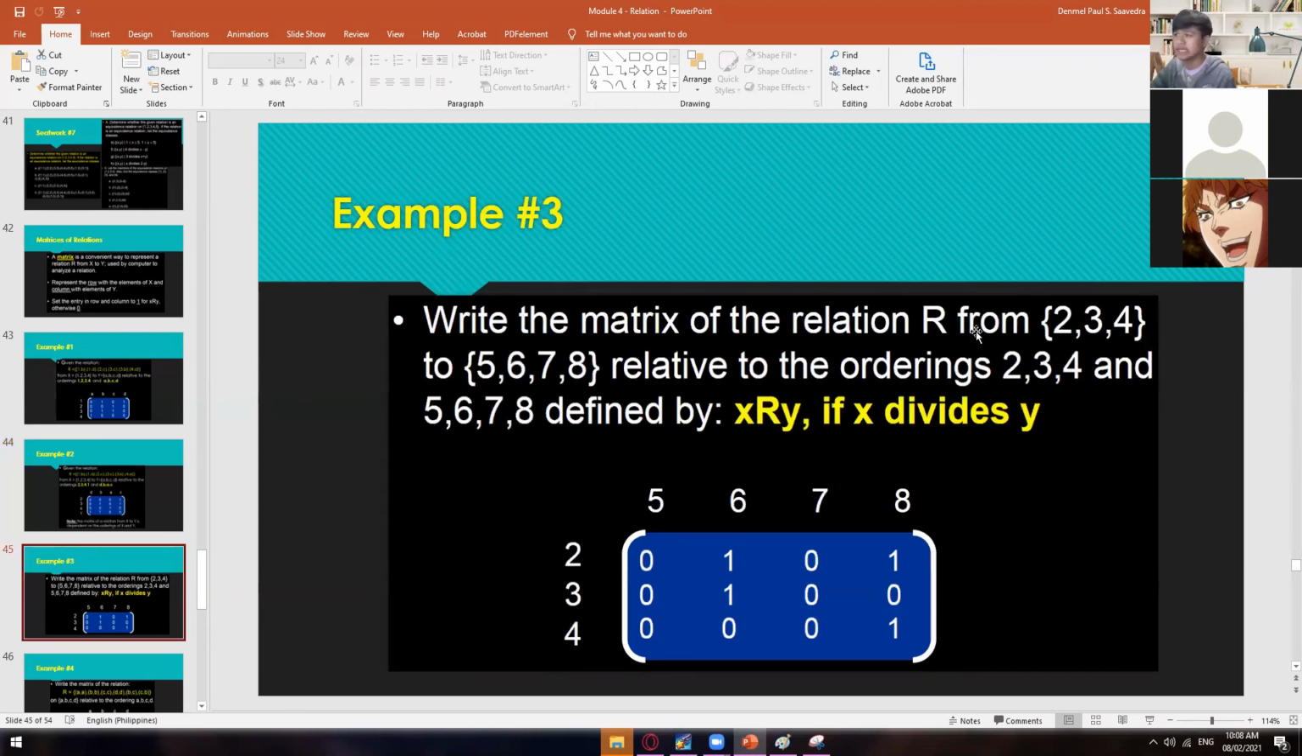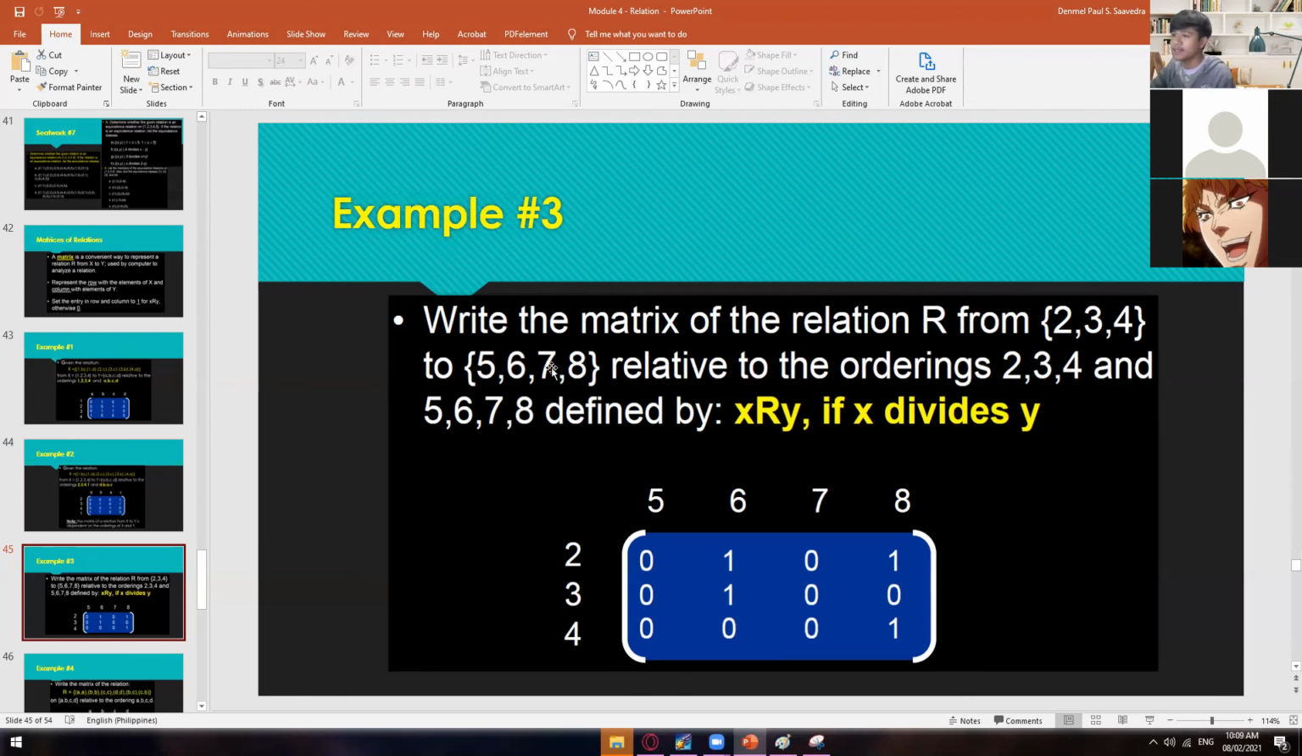Write the matrix of the relation R from 2, 3, 4 to 5, 6, 7, 8. Relative to the orderings 2, 3, 4 and then 5, 6, 7, 8, we don't have a problem with orderings, which is the same. But you have to follow this condition to come up with a list of relations: X is related to Y if X divides Y. Again, X divides Y means Y divided by X gives a zero remainder, or a result of an even number.